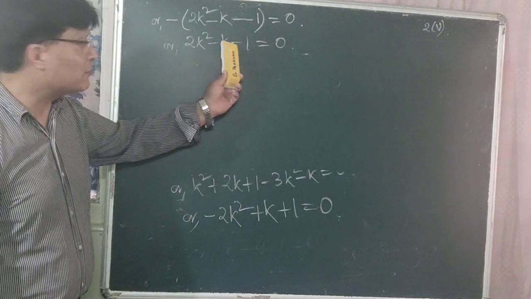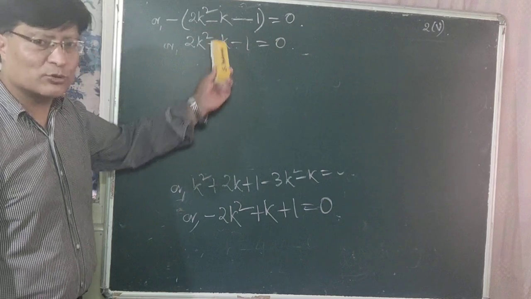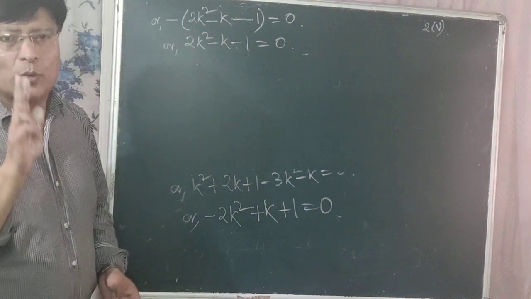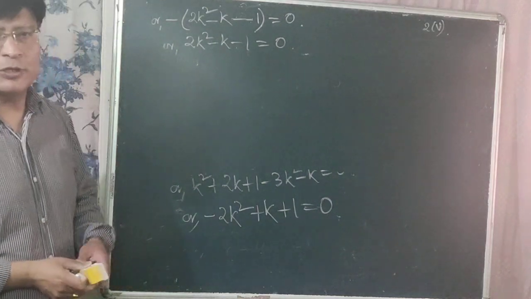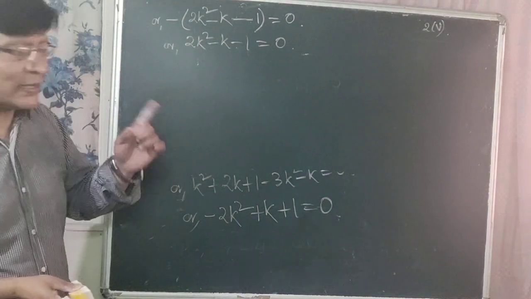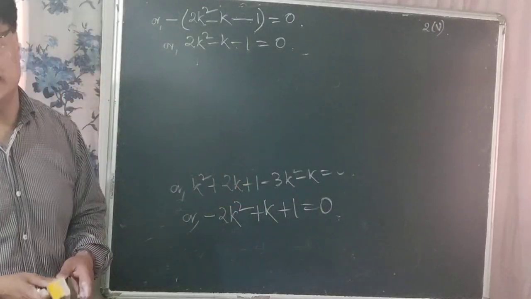But since this is minus, after subtracting those two numbers you should get 1. What are those two numbers? If you multiply them you should get 2 and after subtracting you should get 1.